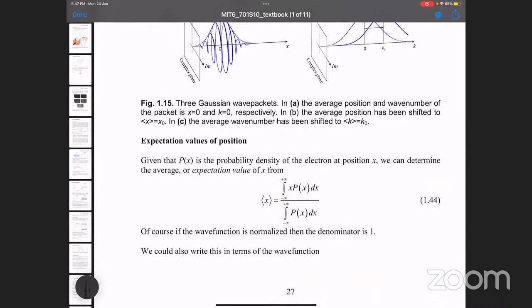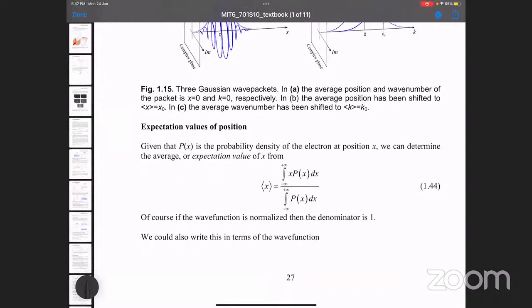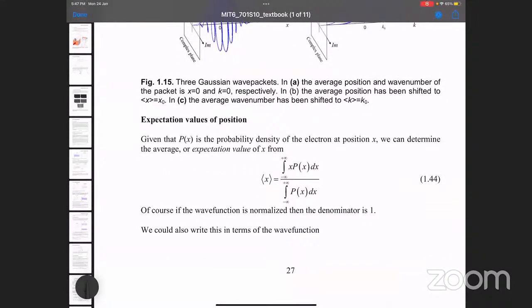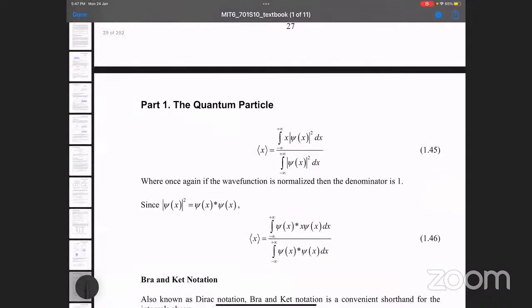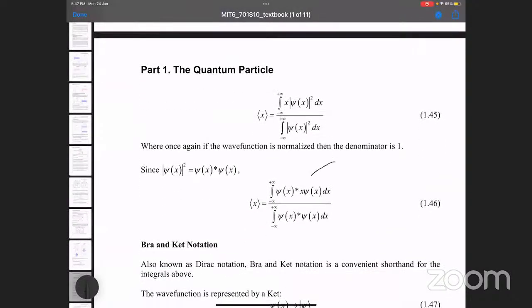So this is your expectation value of position, x. Then the denominator: if the wave function is normalized, the denominator is 1. So this is how they do x, like I showed you, right? They have a normalization factor. If it's already normalized, then you don't need the denominator.